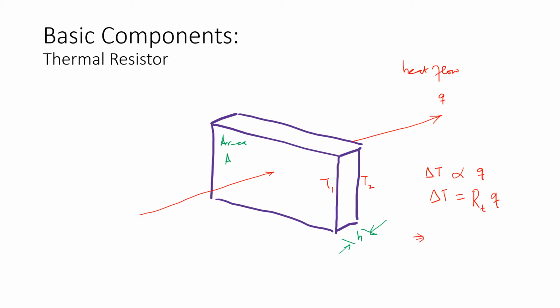Now, if I further elaborate this expression, this is going to be T1 minus T2 on this side is equal to this RT can be further elaborated, and this is going to be equal to H over KA times Q. Now, you can obviously realize that as the depth is going to grow bigger, or width of this element is going to grow bigger, there is going to be a greater difference in the temperature. So that makes sense. And if the area is increased, then obviously there is going to be a lesser delta T observed. As far as K is concerned, this is a material characteristic that we call thermal conductivity.